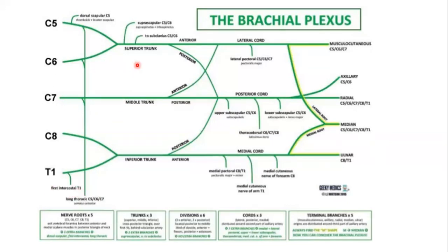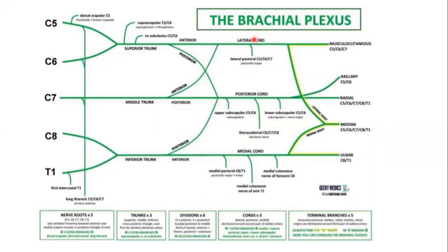Then the branches which are arising from the superior trunk, these are the suprascapular nerve and nerve to subclavius. Okay, I repeat, from the superior trunk there are two branches arising. One is the suprascapular nerve, okay, double S, suprascapular nerve, and the other one is the N2S, or nerve to subclavius. Okay, suprascapular nerve and nerve to subclavius.